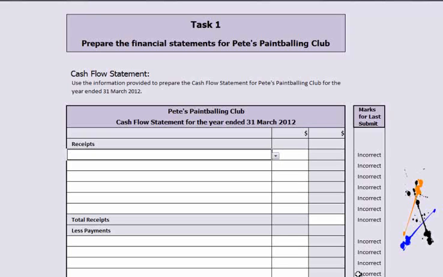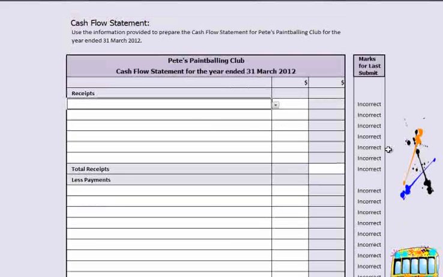A helpful tip for this form is that for each subheading, the amount of space provided usually provides a good indication of how many entries will likely follow underneath. For example, there are going to be more entries in payments than receipts in the cash flow statement.